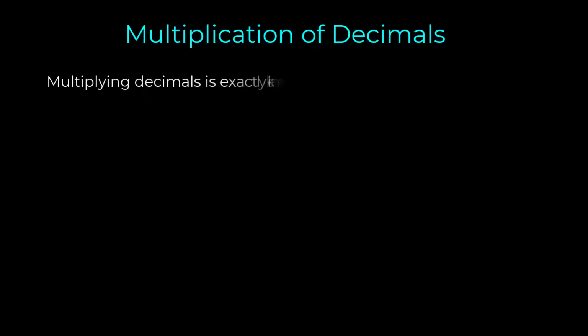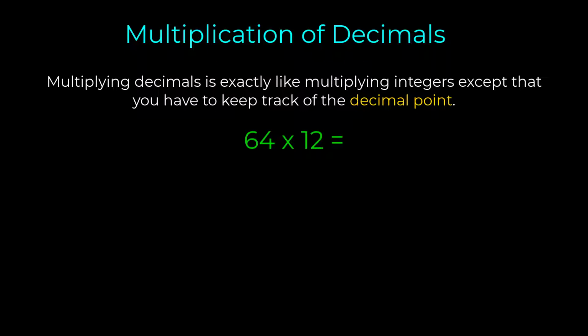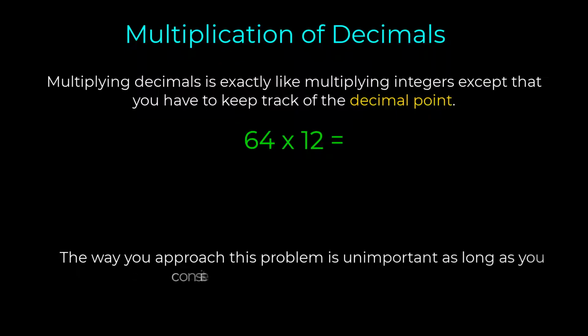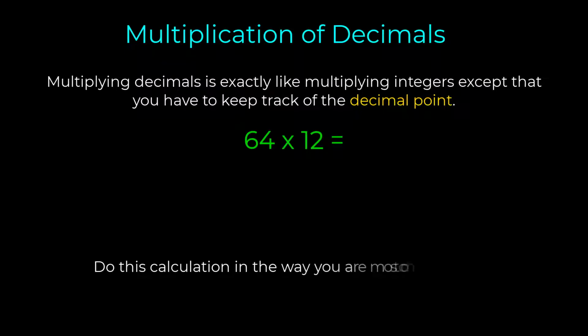Multiplying decimals is exactly like multiplying integers, except you have to keep track of the decimal point. Suppose I was multiplying 64 times 12. I understand that the way this type of multiplication problem is taught has changed over the years, but I'm going to use the old school style because, well, I went to an old school. However, the way you approach this problem is not important as long as you consistently get the right answer. So do this calculation in the way you are most comfortable. I do it like this.